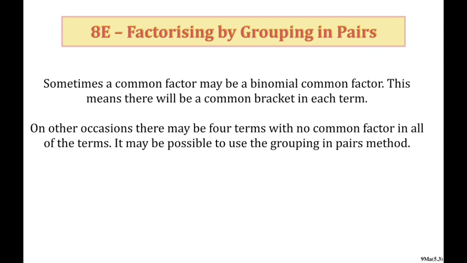So hopefully you're starting to get a feel for the idea that there are lots of different factorising questions that we're going to come across. Now this exercise talks about how sometimes when we have a common factor that we can take out, it could be a binomial common factor. What that actually means is that we might be taking out a common bracket from each term. On other occasions, there could be up to 4 terms with no common factor at all, but we're going to then group in pairs. So you'll see how that works when we start our examples. So let's get into it.